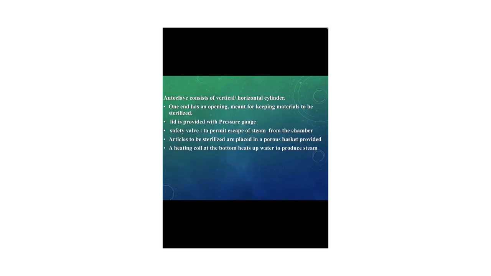Then two types of autoclaves are there, vertical and horizontal. One end has an opening to keep the material to be sterilized. The lid is provided with a pressure gauge. Then a safety valve is there to permit escape of steam from the chamber. The sterilization temperature is 121 degrees Celsius for 15 minutes.